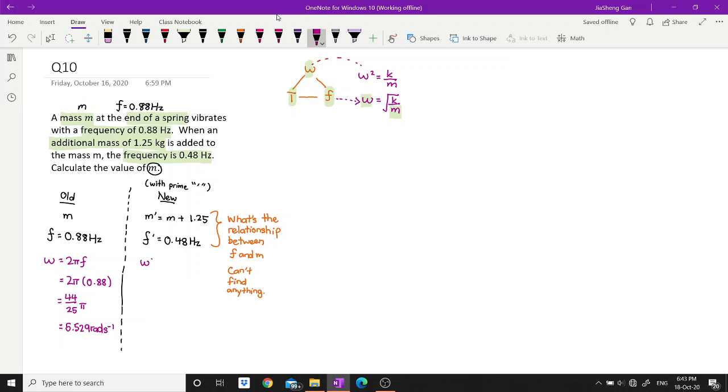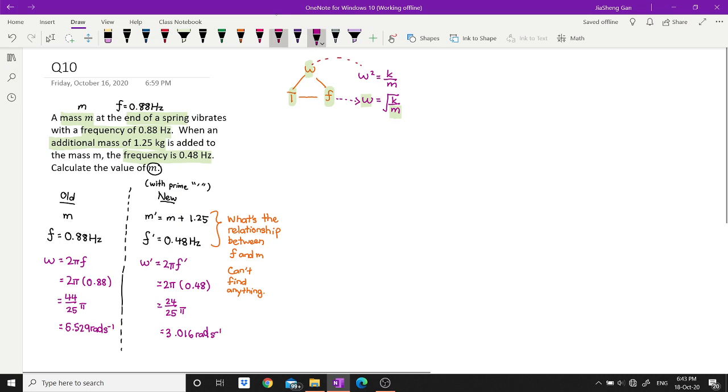Omega prime, the new omega, is just 2 pi f prime, the new frequency. So it will be 2 pi times 0.48. If you calculate it using your calculator, it will turn out to be 24 over 25 pi, which if I convert it to decimals, is 3.1016 radians per second.